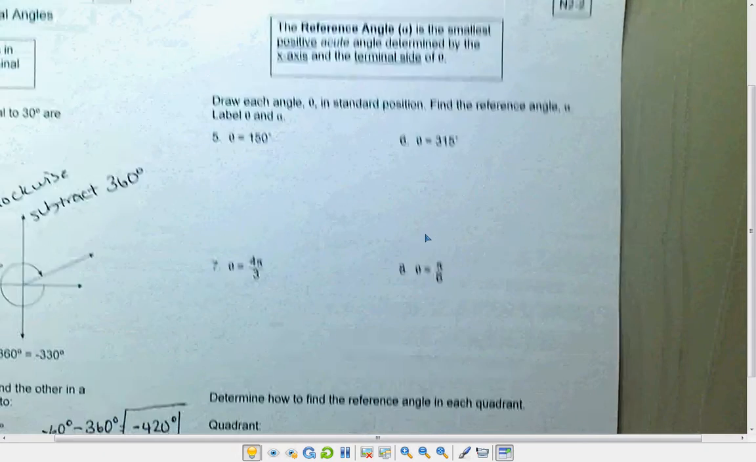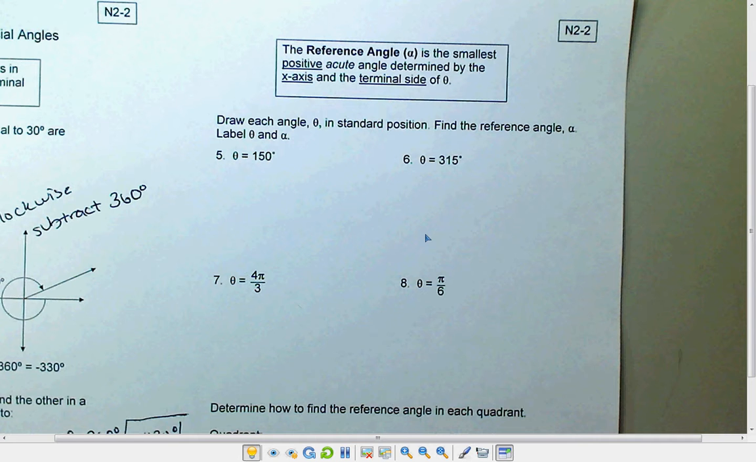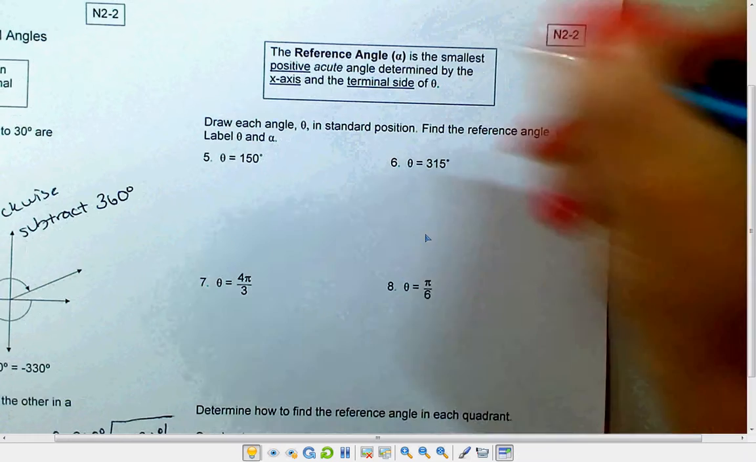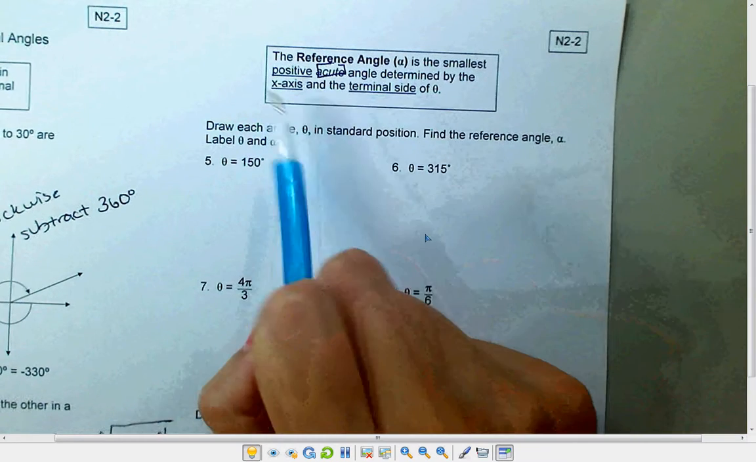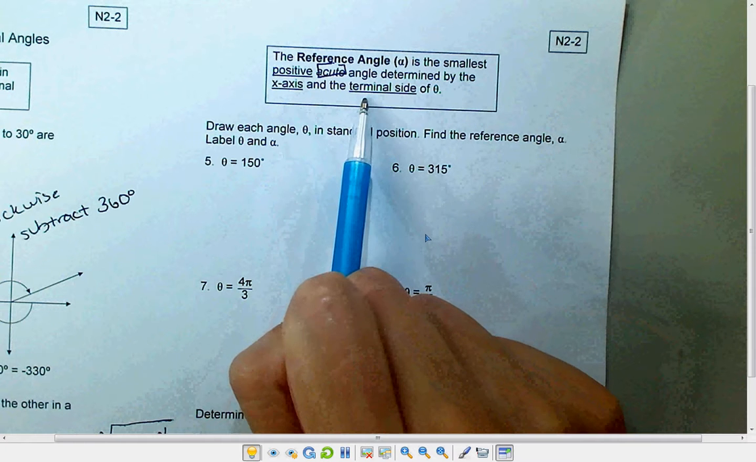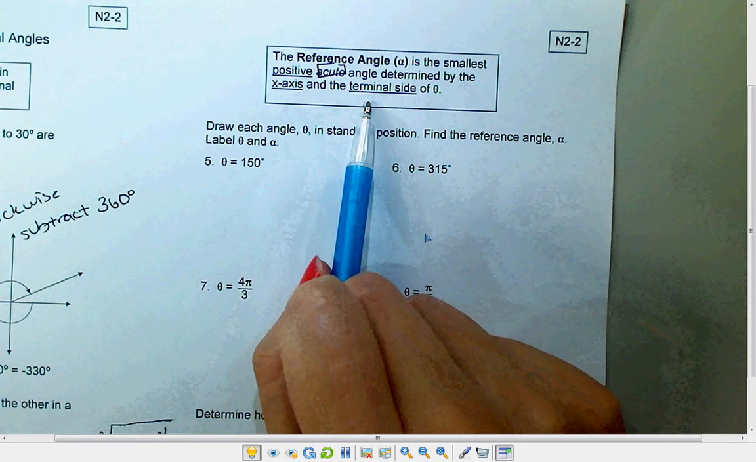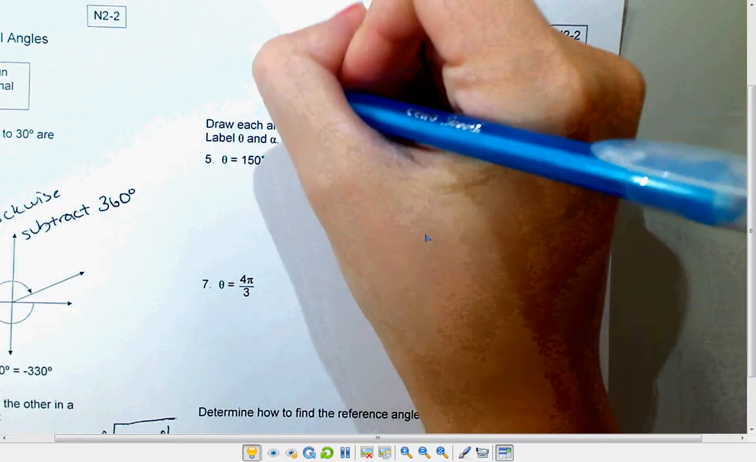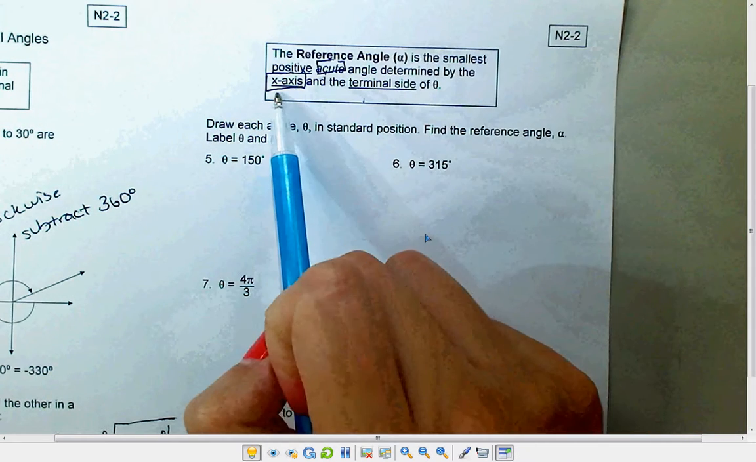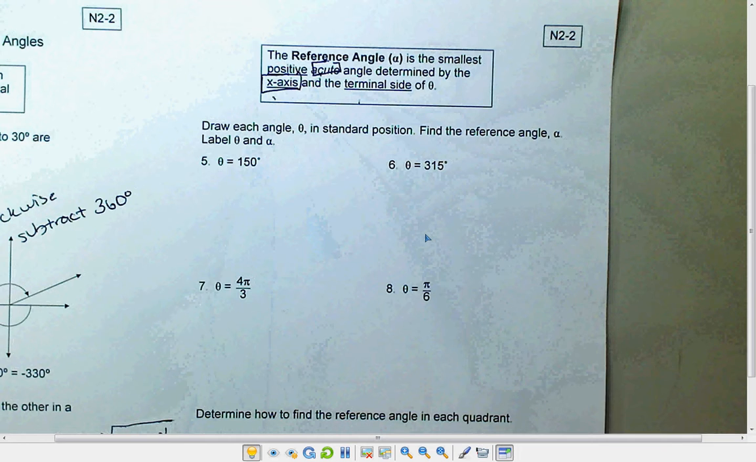Now we're also going to talk today about reference angles. This is something that's going to be very important to us as we move on in our later lessons. This is the smallest positive acute angle determined by the x-axis and the terminal side of theta. So really what we're looking for here is an acute angle to the x-axis. Once we start drawing these, this will be easier to see.